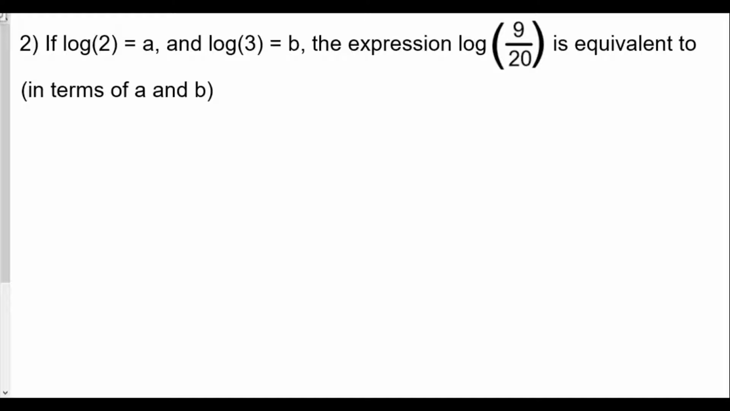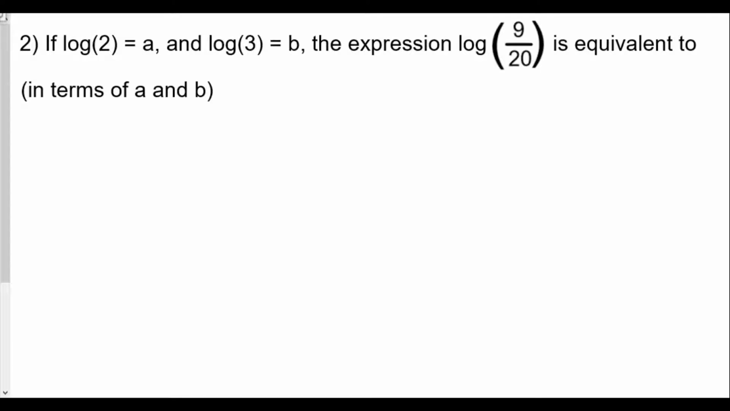So question number 2 tells us that log of 2 equals A and log of 3 equals B. The expression log of 9 over 20 is equivalent to, and it wants us to write it out in terms of A and B, not log of A and log of B, or log of some other number, in terms of A and B.